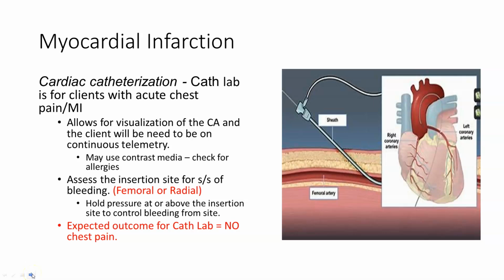Make sure you're checking for distal pulses. If you lose a pulse at the insertion site, we've probably created a blood clot. So we'll have to perform further interventions. And then make sure if it's an active bleed, you're going to put pressure either at or above the insertion site.